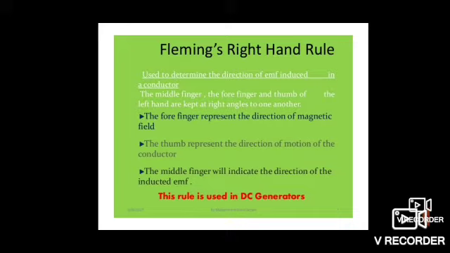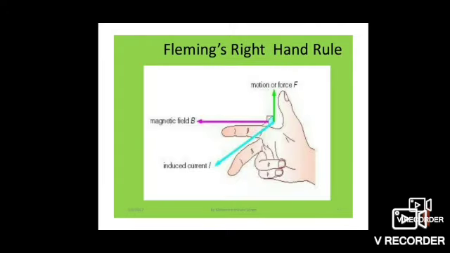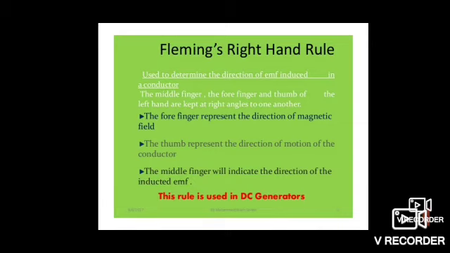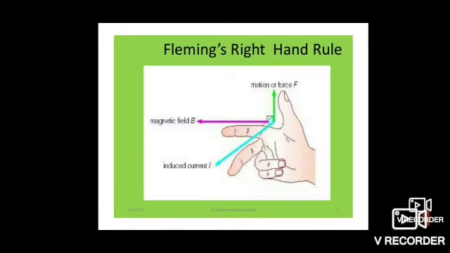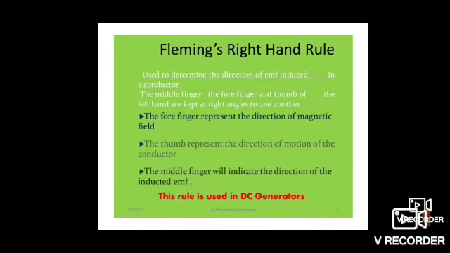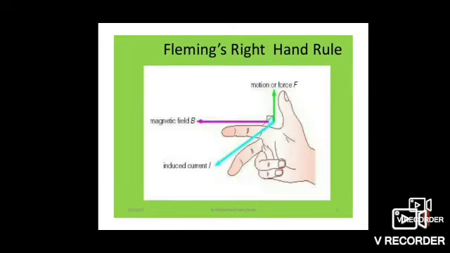The forefinger represents the direction of magnetic field B, and the thumb represents the direction of motion of the conductor, that is F, and the middle finger will indicate the direction of induced EMF, that is induced current. So it is Fleming's right hand rule.